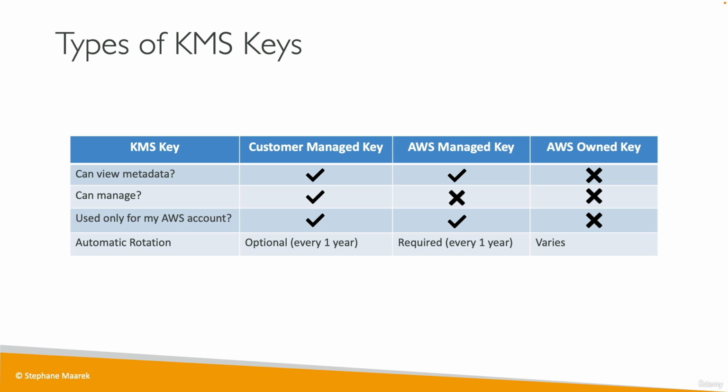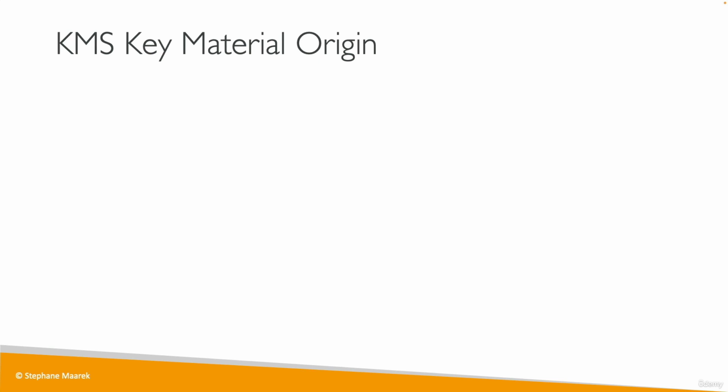Okay, so now if we want to have a summary of the different types of KMS keys, for the customer managed keys, you can manage them, you can view the metadata, and you can also use them in your accounts, and you can have an automatic rotation every 1 year. The AWS managed key can be used in your accounts, okay? But you cannot manage them and they're required to be rotated every 1 year. This is automatic. And then the owned keys, you just know they exist, but you cannot use them or see them.